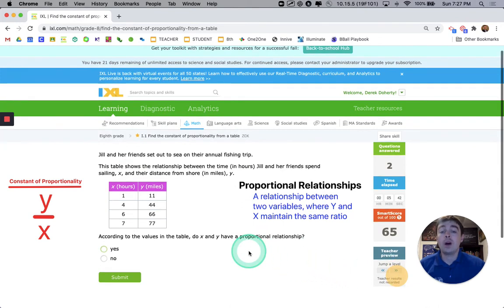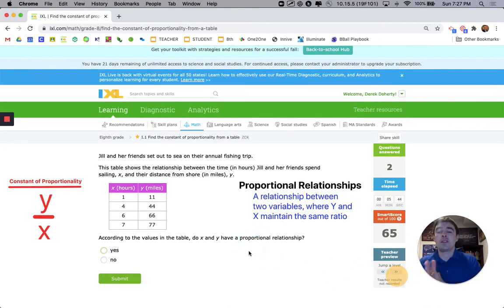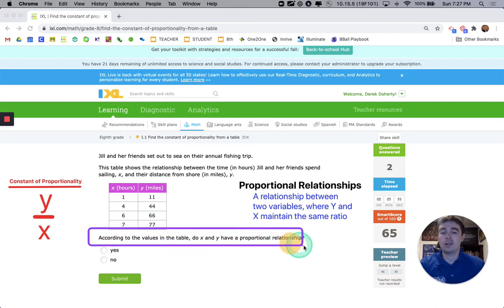Now, as we move on, later in this assignment, they won't guarantee you have a proportional relationship. Instead, they'll ask questions about whether or not the table shows a proportional relationship. And here, I'm going to put a purple box around this question. And the question at the end, after they give us the info about Jill and her friends, says, according to the values in the table, do X and Y have a proportional relationship?